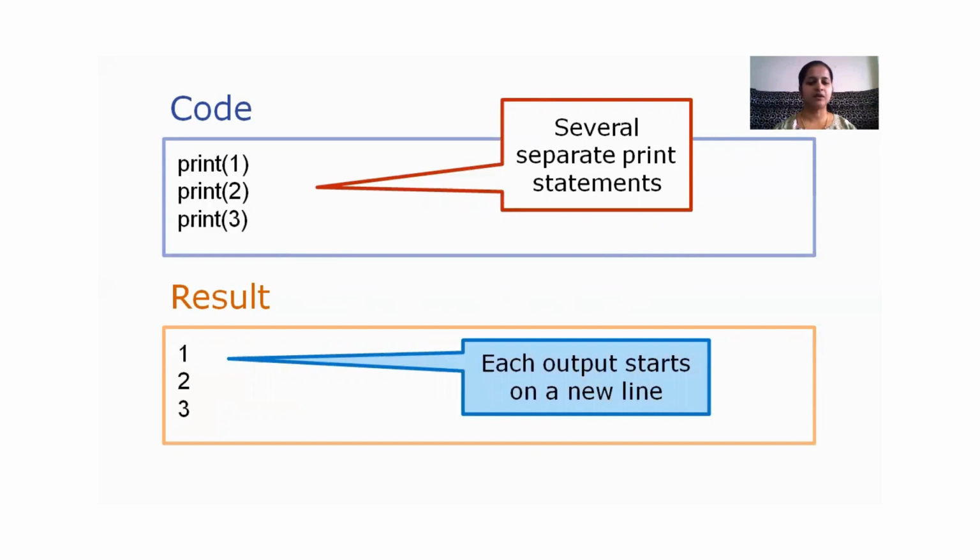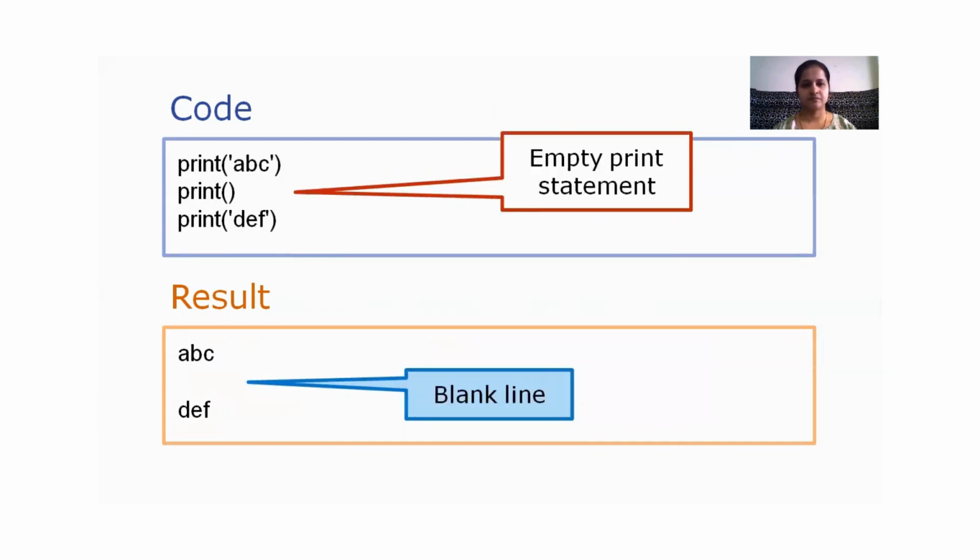So each output is printed on the new line because the print statement starts with the new line and then it prints its output. Whenever we have the second statement as a print, it will be printed on the new line. Empty print statement is there, so it will just leave the blank line.